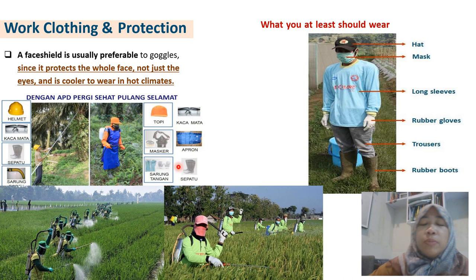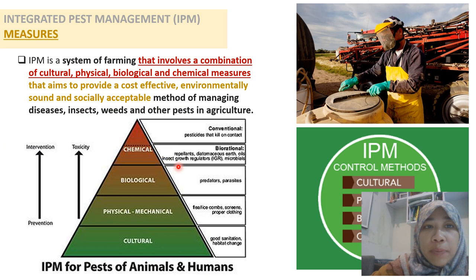And we come back to integrated pest management. In integrated pest management, we use a combination of techniques to control the pest. The aim is to reduce the cost, and we should make sure that the control we use is environmentally friendly and socially acceptable. In integrated pest management, we not only manage the population of insects or pests, but also control disease, weeds, and other pests in agriculture. So integrated pest management is how to manage all of the control techniques.